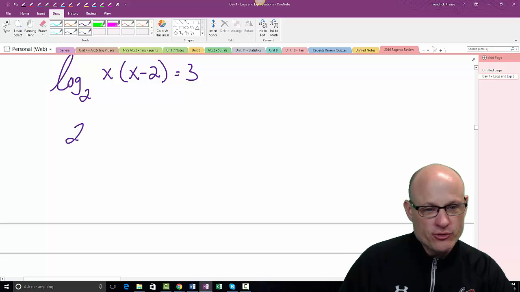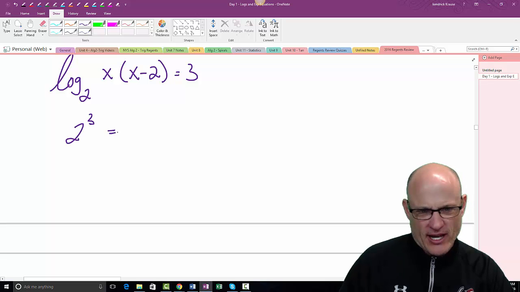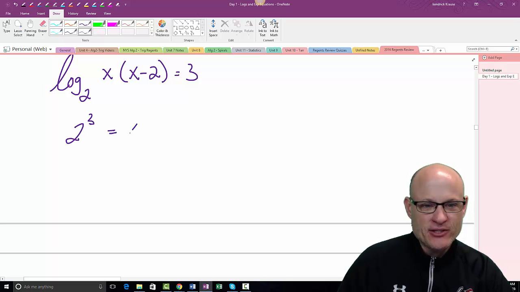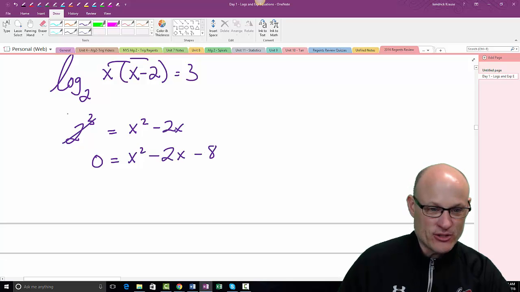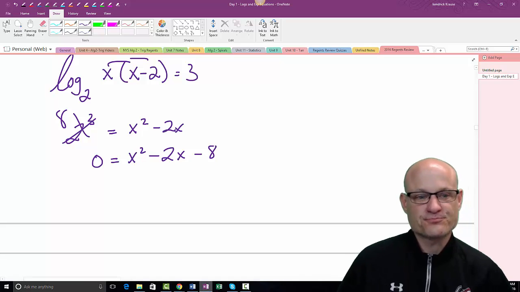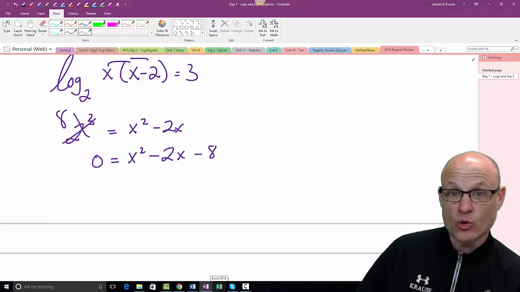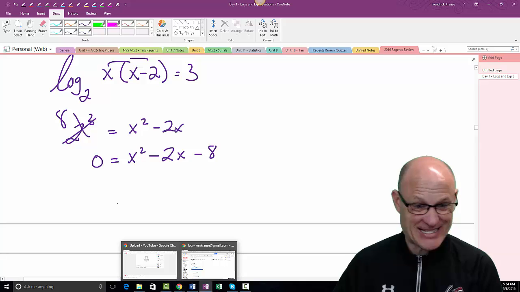So we're going to do 2 cubed, which of course everybody knows is 8, is equal to x squared minus 2x. Just distributed that. I'm going to bring the 8 over, so I get 0 is equal to x squared minus 2x minus 8. Come on, you guys know this is an 8. 2 times 2 is 4 times 2 is 8, not 6, kiddies.